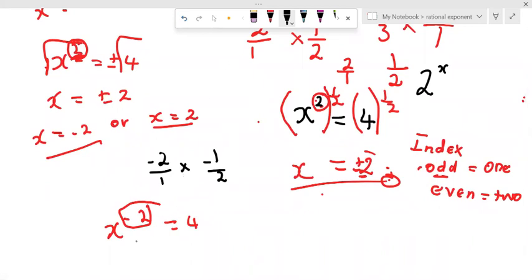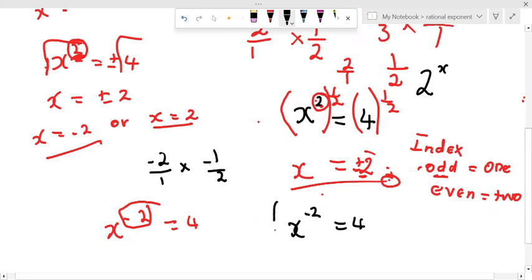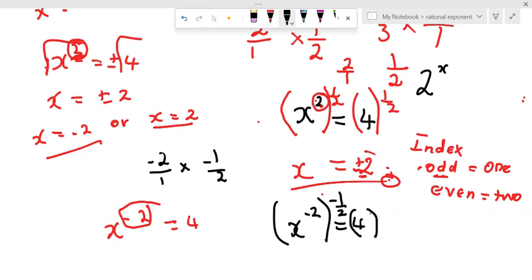So we have x to the power minus 2 is equal to 4. We want to remove this minus 2. How do we remove it? We multiply with the inverse of this. If it's negative, you need to multiply with the negative. If it's positive, you need to multiply with the positive. So I'm going to multiply with minus 1 all over 2. But whatever I do on the left-hand side, I should also do on the right-hand side. So even here, I'm going to have minus 1 all over 2.